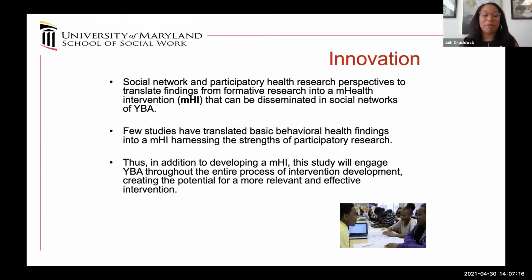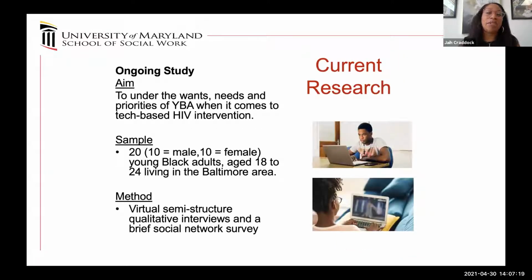Actually, I'm gonna skip this slide for now. So I'm gonna jump into the current research. Right now, the aim of my current study is to understand the wants, needs, and priorities of young Black adults when it comes to tech-based HIV intervention. The goal is to understand exactly what they want in an intervention and what modes of communication they feel are important for them to share information. And then adapt a current evidence-based intervention that is used for sexual health and HIV to be on a platform that they feel best suits them, including those features and things that help them communicate to their friends.